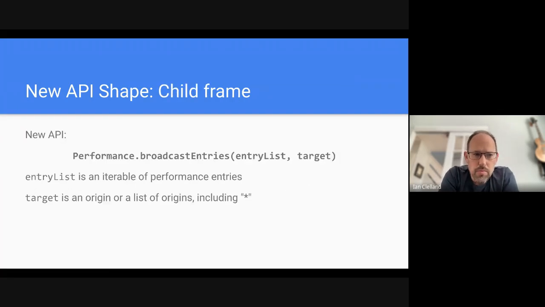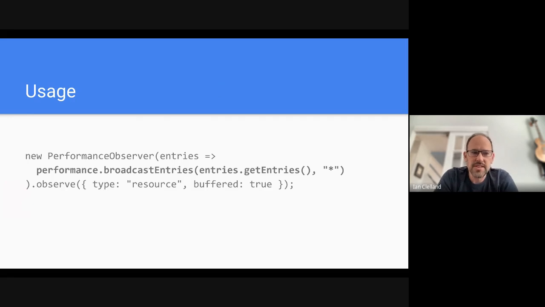On the child side, we are thinking about a new API, and a completely bike-sheddable name here is broadcast entries, probably bound to the performance object, where you provide it a list of entries, whether that is an actual performance entry list or just an iterable of entries, and then a target specification, very similar to what postMessage does. So you can specify star to say this can go to all origins. You could specify a particular origin or probably a list of origins. And you would use that. It could be as simple as create a performance observer and in your callback, broadcast what you've got. This is obviously more JavaScript than the original proposal, but this seems to be the simplest way that we could do this.